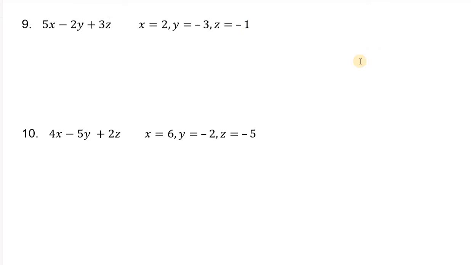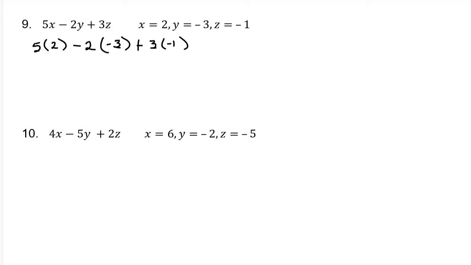Okay, with these next two problems, we're going to be evaluating the expression. So we're told over here toward the right of the problem what x and y and z are. We're going to substitute these numbers into my expression. So for problem number 9, I'm going to have 5 times 2 minus 2 times -3 plus 3 times negative 1.